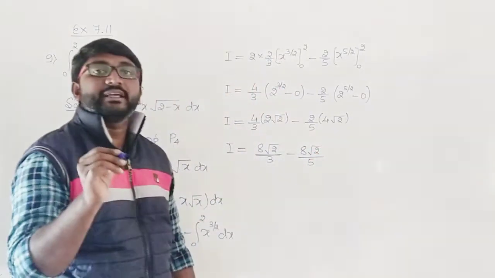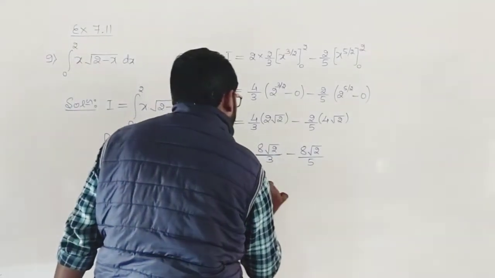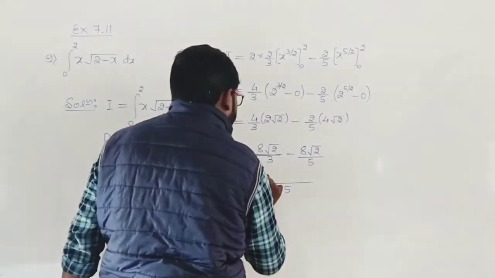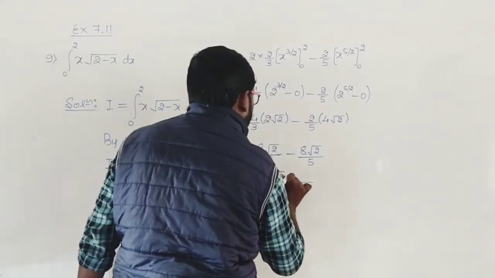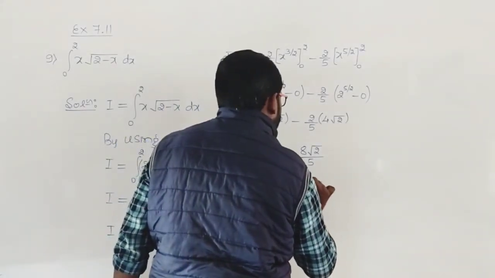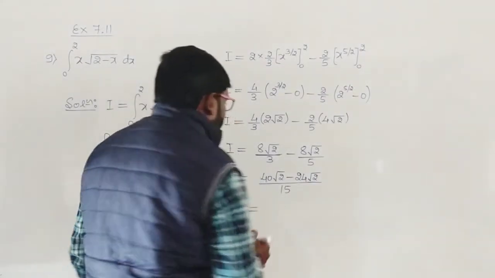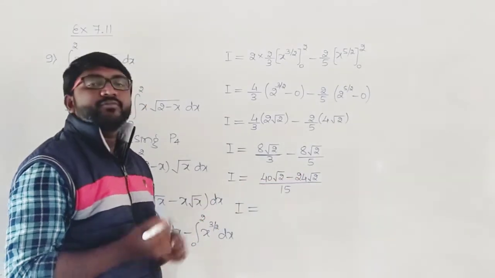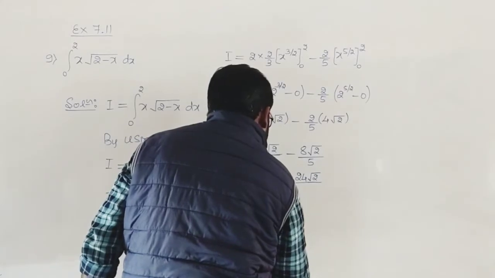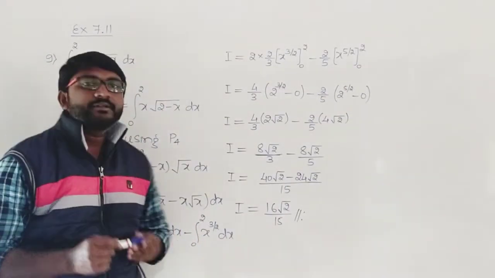Now we have to take up the LCM. LCM of 3 and 5 is 15. I is equal to, so it is 15. Then 3 5s are 5 into 8 is 40 into root 2, minus 5 3s, it is 24 root 2. Then I is equal to, so here 40 minus 24 will give us 16. So the answer is 16 root 2 divided by 15. So this is the answer for the 9th problem.